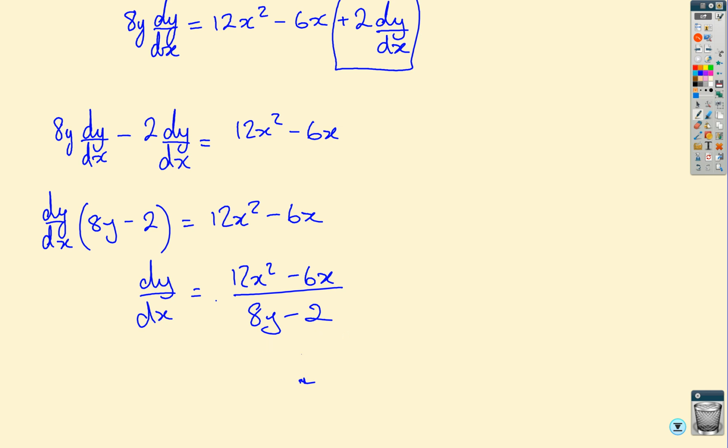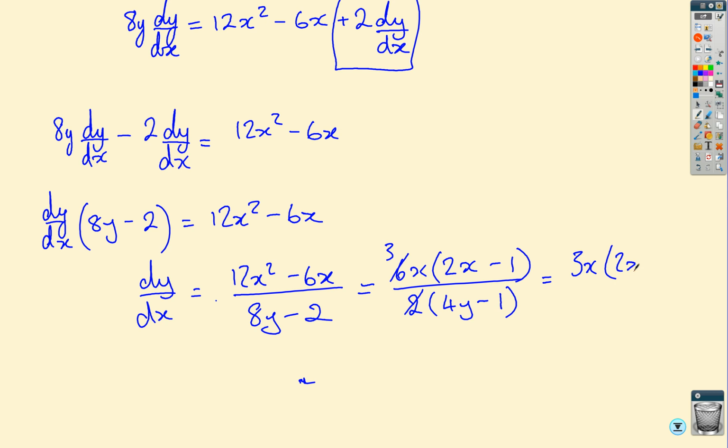So this is an algebraic fraction. We're going to have to look for common factors, and we can see there each of the coefficients are all even, so at least going to be a simplification by 2 on there. Let's just take the common factor out for the numerator, and we get 6x bracket 2x take away 1 over 2 bracket 4y take away 1. 2 goes into 6 3 times, and we'll end up with 3x(2x take away 1) over 4y take away 1.